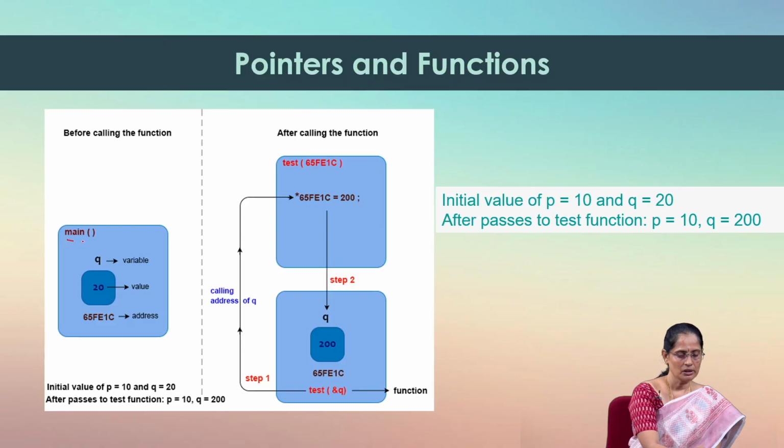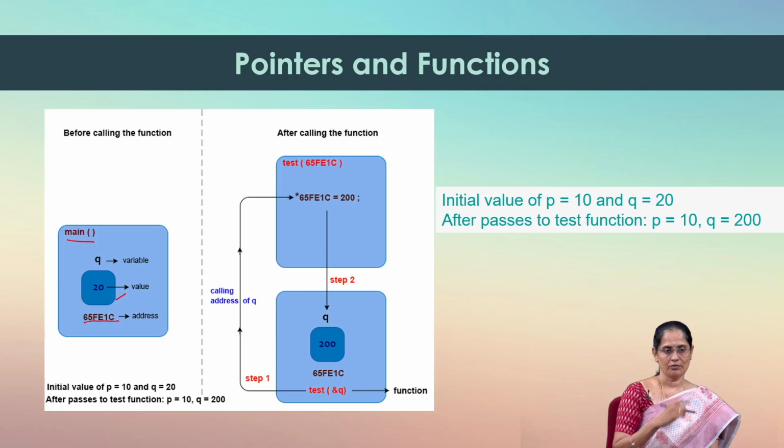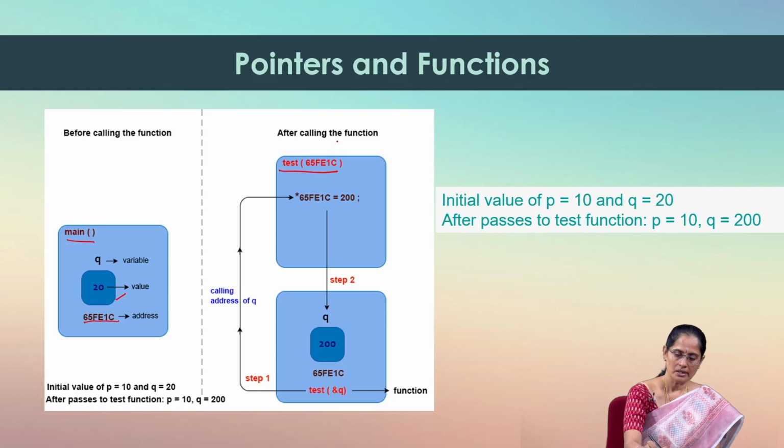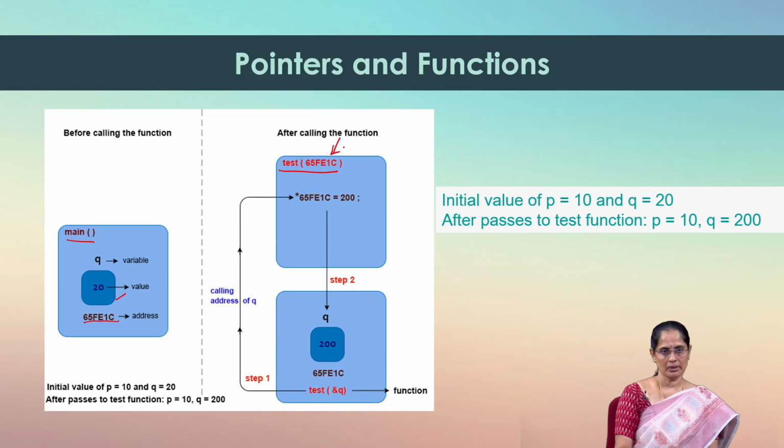Okay. So, what happens? Let us learn with the schematic figure. Here in the main function, we have the variable q with its value 20, and the address of q is 65fe1c, right. So, when there is a function called test, we are passing the pointer as the parameter or the argument, right. We are modifying the value stored in that particular address to be 200.